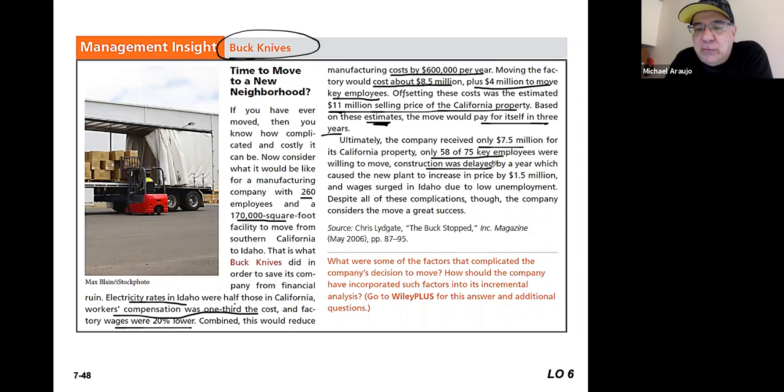The construction of the new facility was delayed, which ended up increasing their price. And Idaho had really, at this time, which we're talking 2006, really low unemployment. And so the wages started going high because there's only so many people in Idaho. If you have to compete for workers and there's only so many workers around, the best way to compete for workers is to increase your wages. And so despite these complications, it might have taken longer than 3 years for things to work out for them, but they did say the move was a great success.